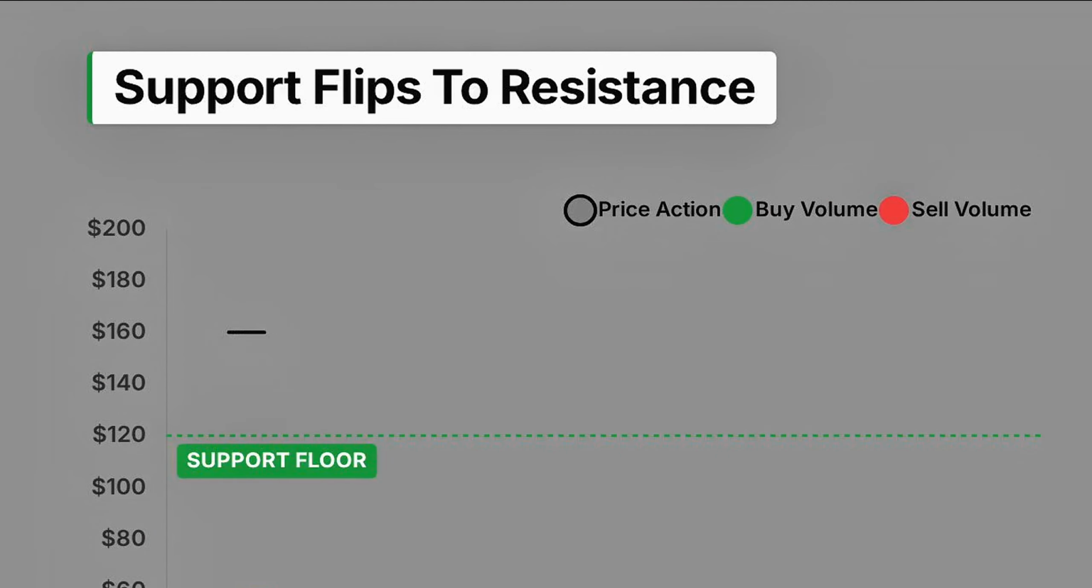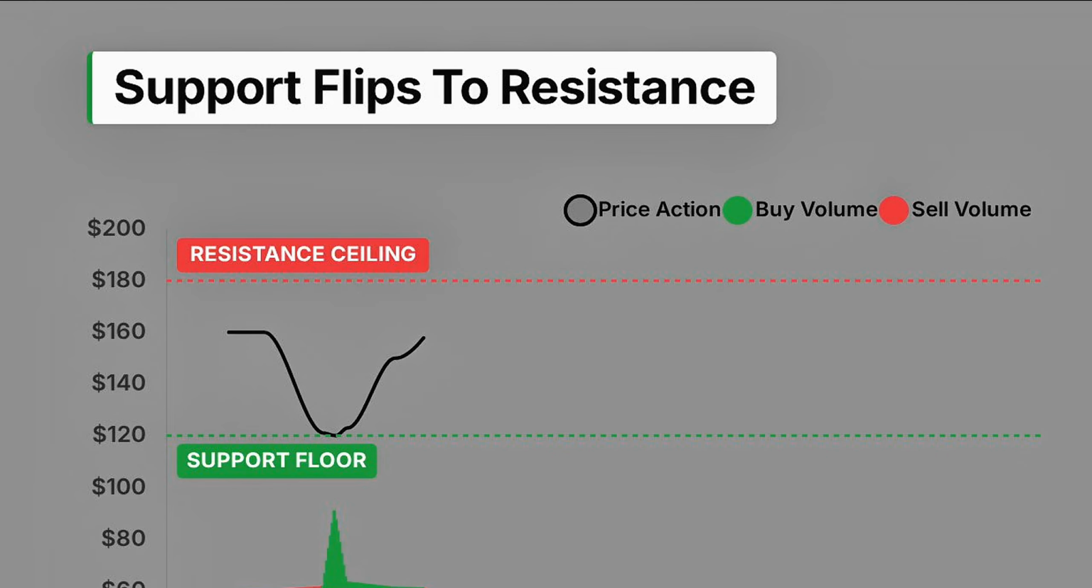Within these trends, we see the formation of support zones. These are price levels where historical buying volume has been strong enough to halt decline. Resistance zones are the opposite. Ceilings where selling volume has historically overwhelmed buyers, preventing the price from moving higher.